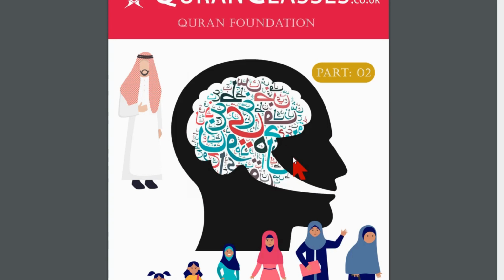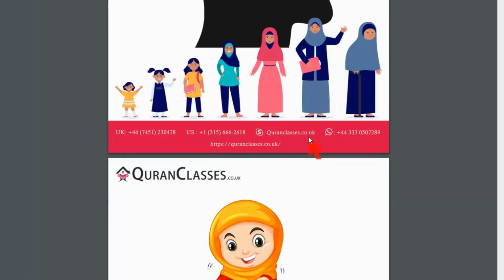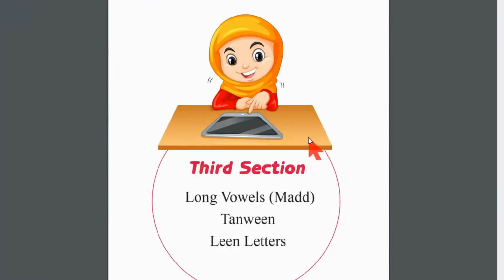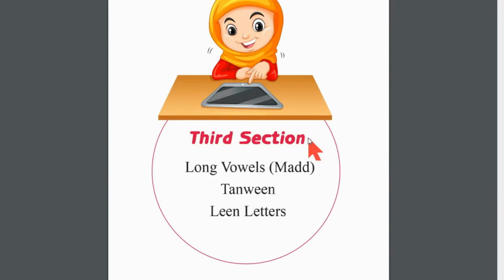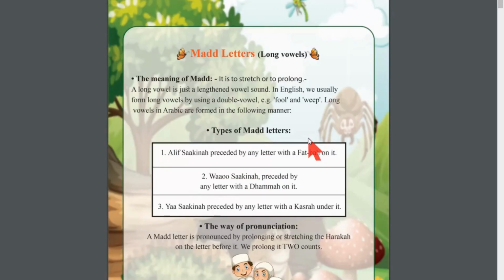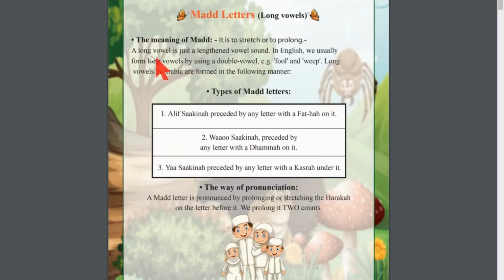So mashallah, we complete the first part of Quran foundation, and now we're gonna read the second part. In this part we have long vowels, mad, tanween and lean letters. So now we're gonna introduce what mad letters and long vowels are. The meaning of mad is to stretch or prolong. A long vowel is just a lengthened vowel sound.